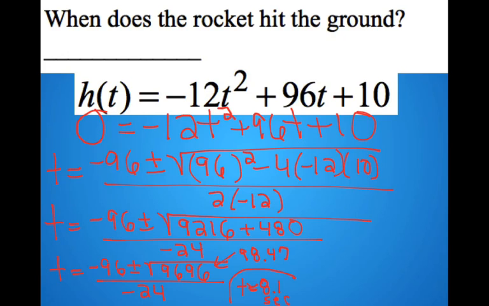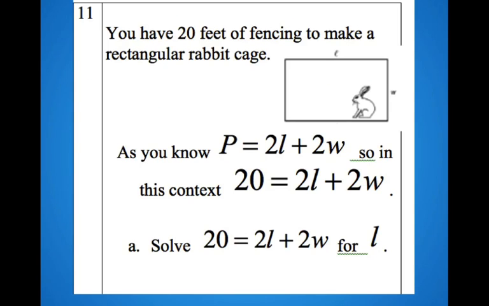Okay? So let me know, one-on-one, if you have a question about that one. The other one will be negative 96 plus 98.47, and it'll actually come out to be a negative time, which doesn't make sense for this problem, or never makes sense for time.